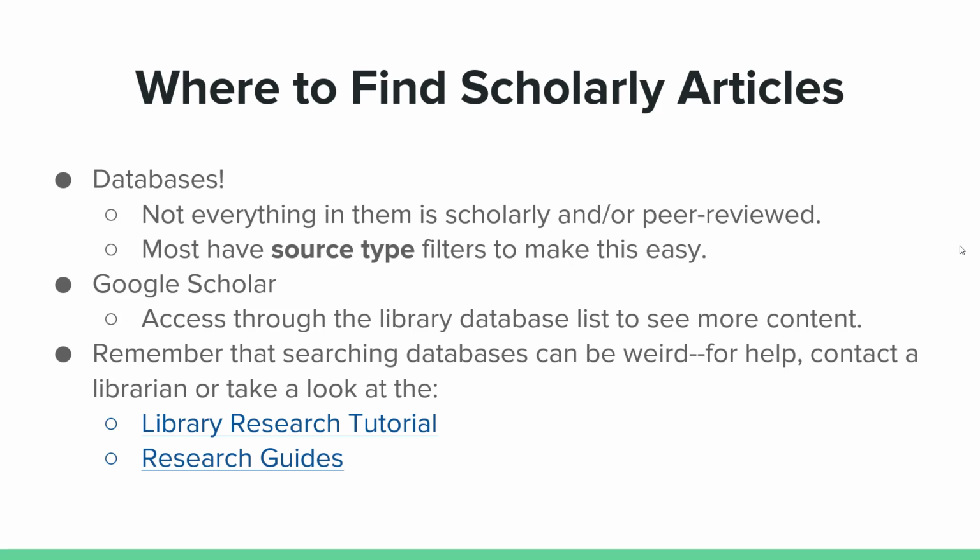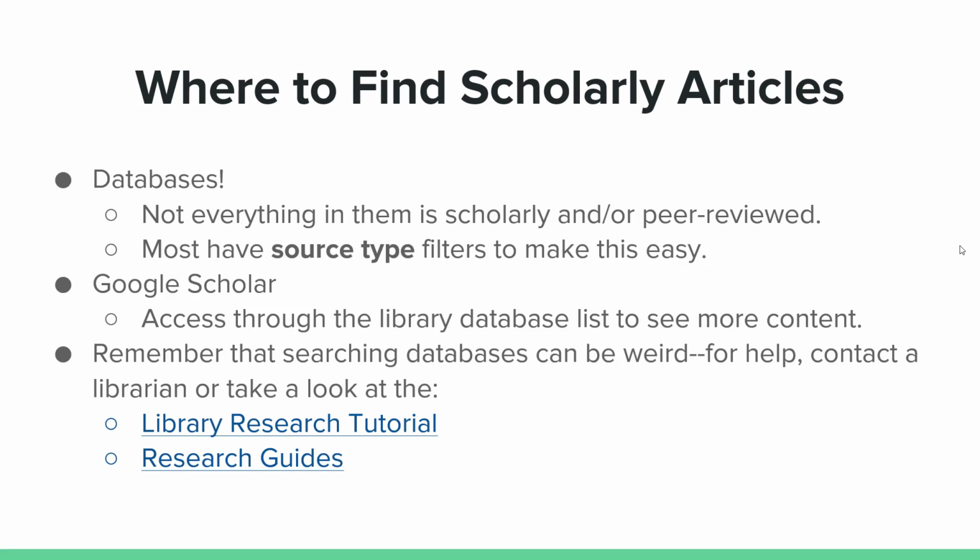So how do we find scholarly articles? The easiest place to find scholarly articles is in library databases. Not everything in them is scholarly or peer-reviewed, so you'll have to use the filters, usually the source type filter or that scholarly peer-reviewed sources filter, to make this a little bit easier.